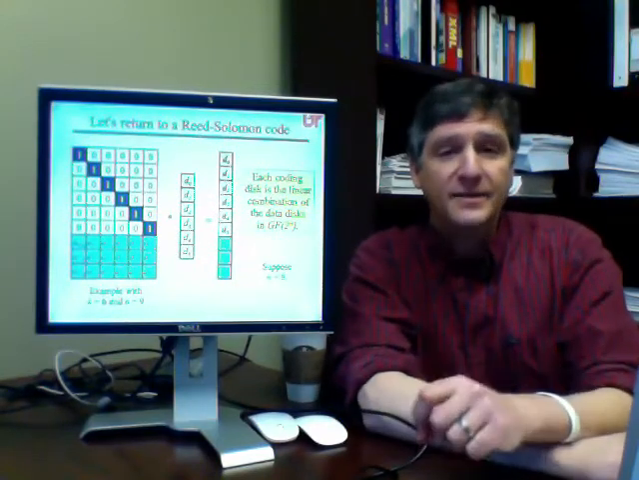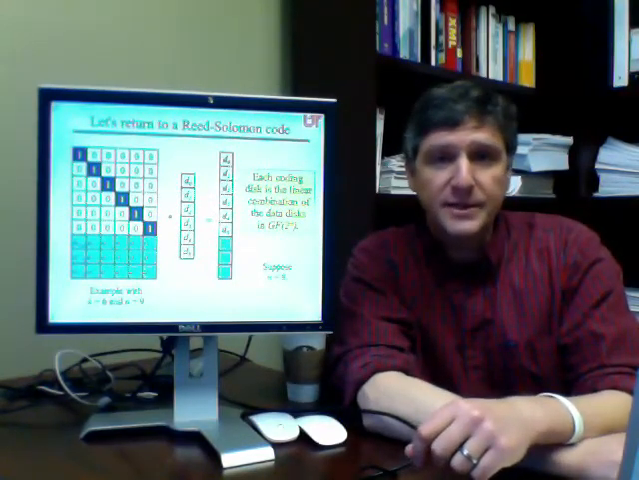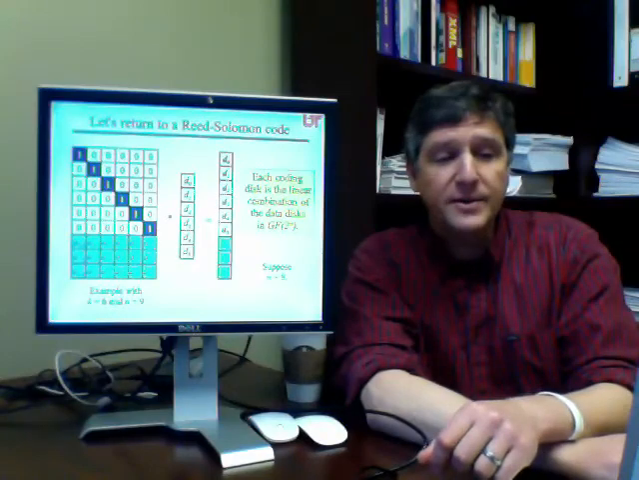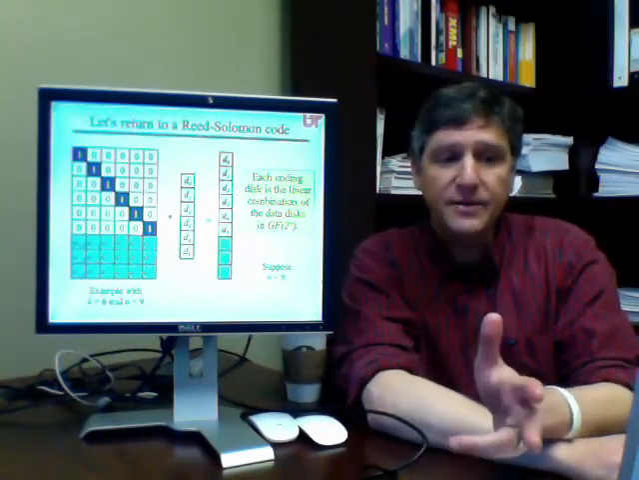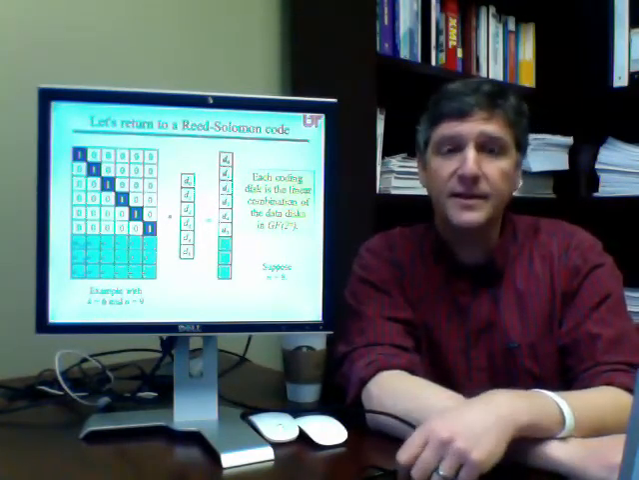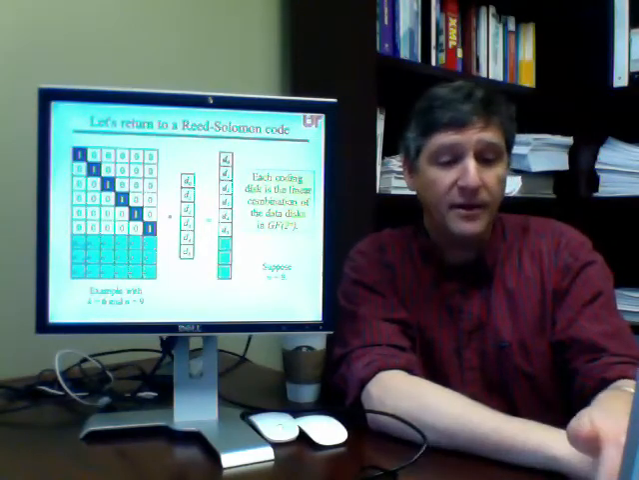Now, to motivate this work, let's return to a Reed-Solomon erasure code. So Reed-Solomon erasure code, every coding disk is the linear combination of the data disks in the Galois field.